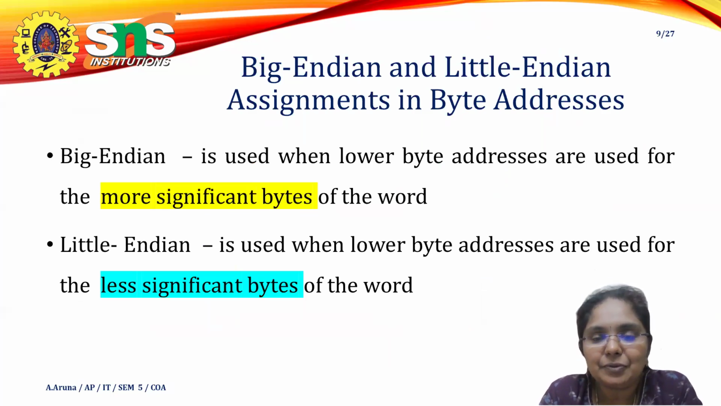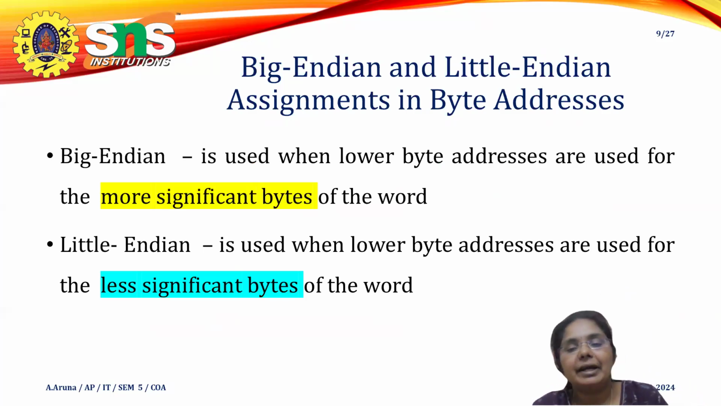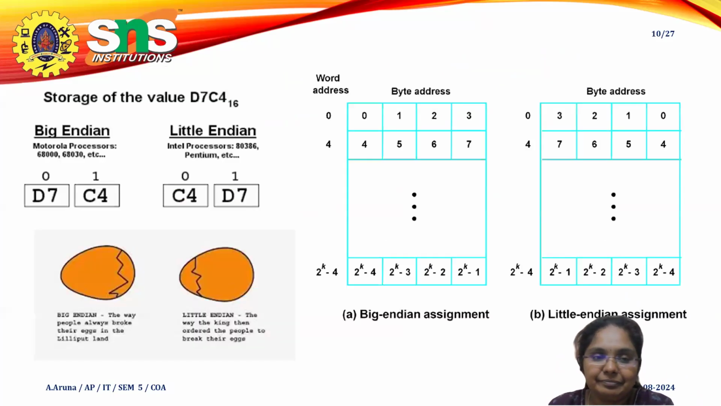Big endian is used when, at the lower byte address, we are writing a word from MSB to LSB. Little endian is LSB to MSB, where the lower byte address is used for the least significant byte. In big endian, the lower byte address is used for the most significant byte.